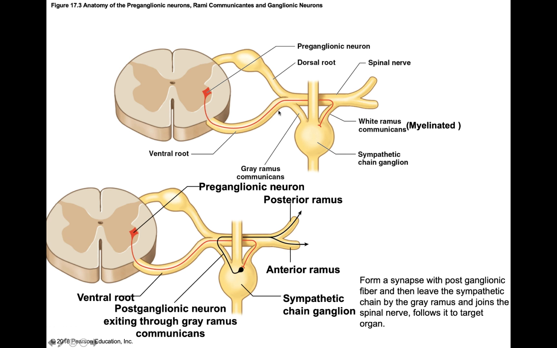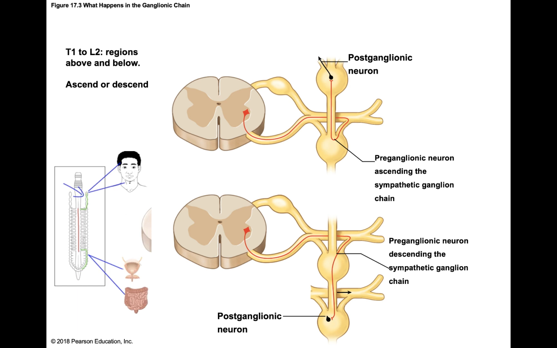Now, this neuron is myelinated. Therefore, it's called white ramus communicans. It's going to synapse here with a postganglion that's unmyelinated. So it's going to synapse with that, and it's going to exit. And then it's going to exit or leave the sympathetic chain by gray ramus communicans, and it's going to join the spinal nerves and follow it to the target organ. So that's happening. The preganglion is going to the sympathetic chain ganglion, and the postganglion is leaving. So that's happening through the white and the gray ramus communicans.